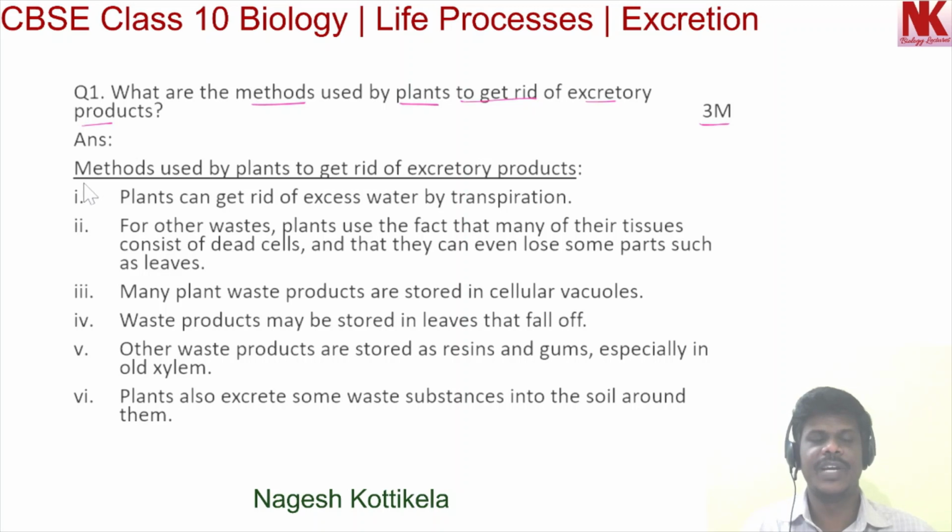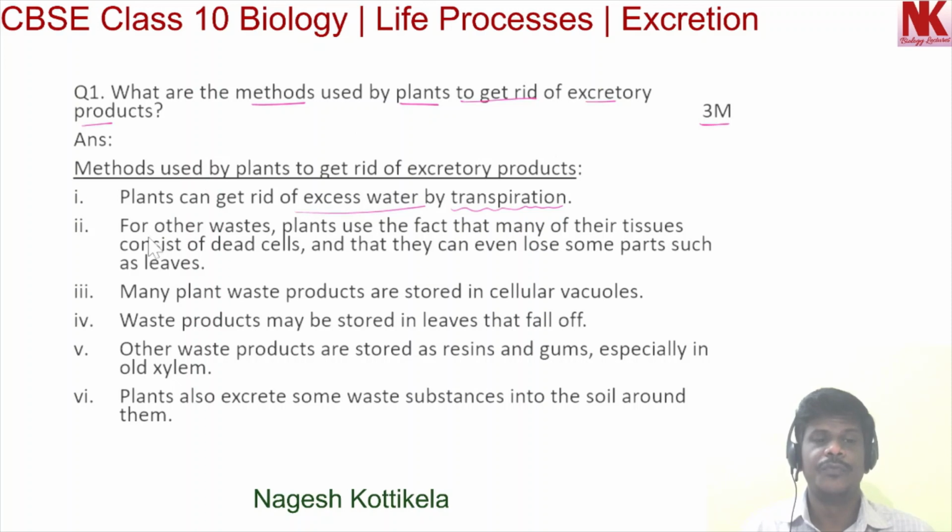We can write the subheading like this: methods used by plants to get rid of excretory products, and the answer can be written in a point-wise manner. First, plants can get rid of excess water by transpiration. Excess water is a waste substance in the plant. Now, transpiration is loss of water from the aerial parts of the plants. So excess water in the plants is lost through transpiration. This is one of the methods.